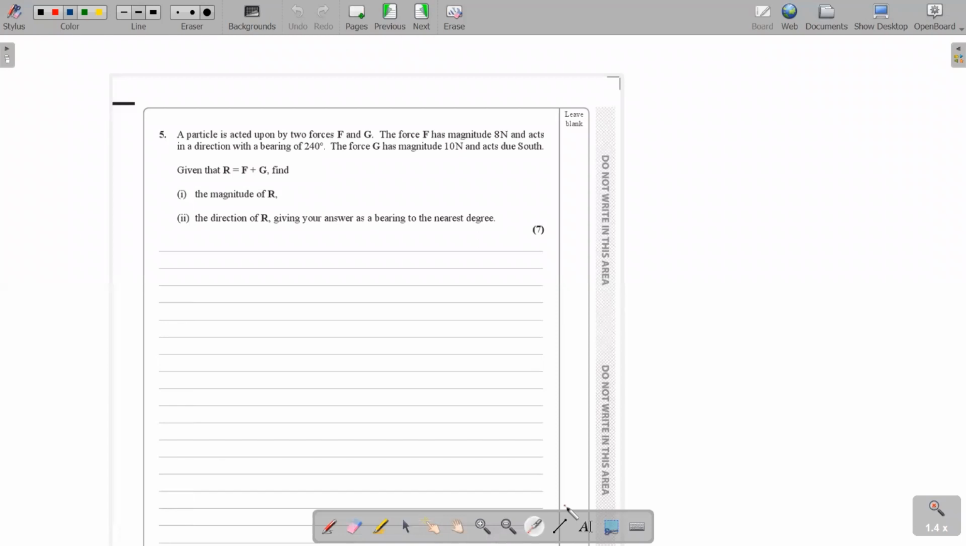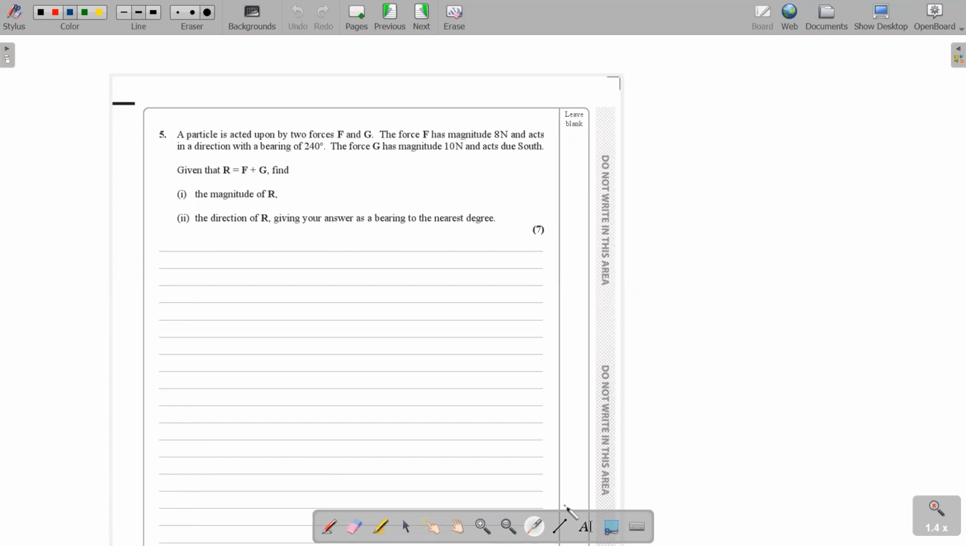Okay, question number 5. A particle is acted upon by two forces F and G. The force F has magnitude 8 Newton and acts in a direction with a bearing of 240 degrees. The force G has magnitude 10 Newton and acts due south. Given R equals F plus G, find the magnitude of R.